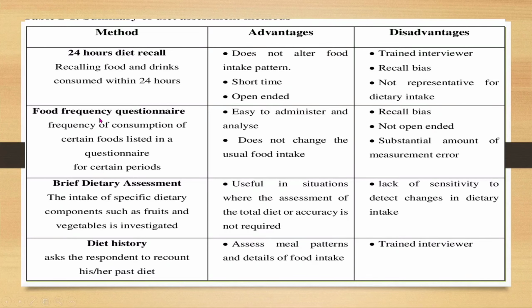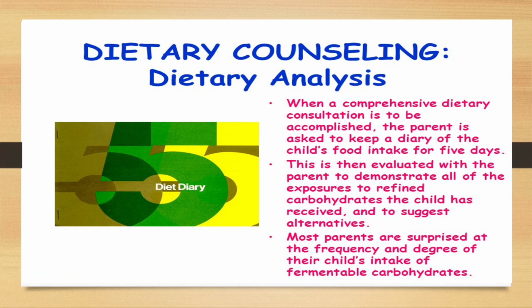Next we can use a food frequency questionnaire. It is easy to administer and does not change the usual food intake, but again there is recall bias. It is not open-ended, it is closed-ended. Open-ended means the patient or the child has the liberty to explain in detail, but this is closed-ended, so he has to choose from the options given, and there is a high chance of measurement error. Next we have the dietary assessment, and also the diet history. All can be used to do the dietary analysis.